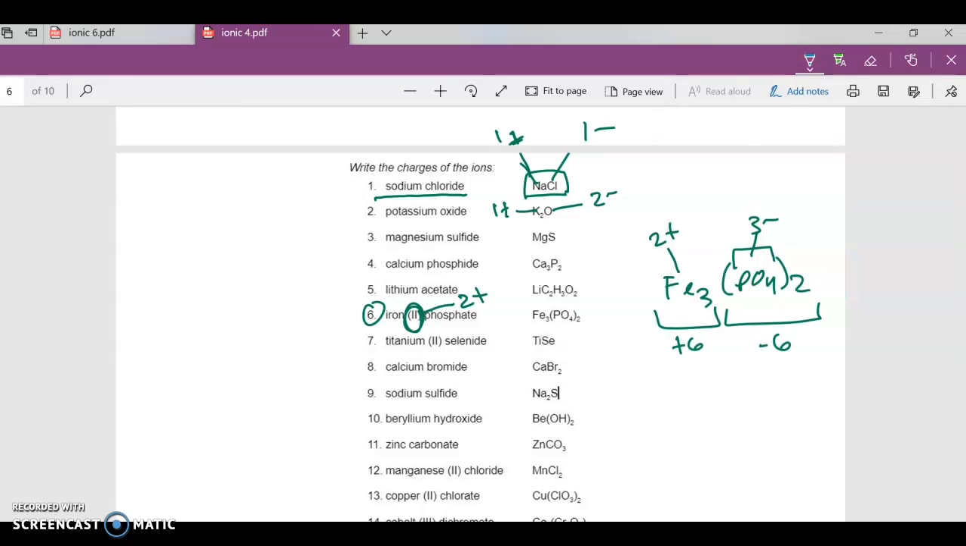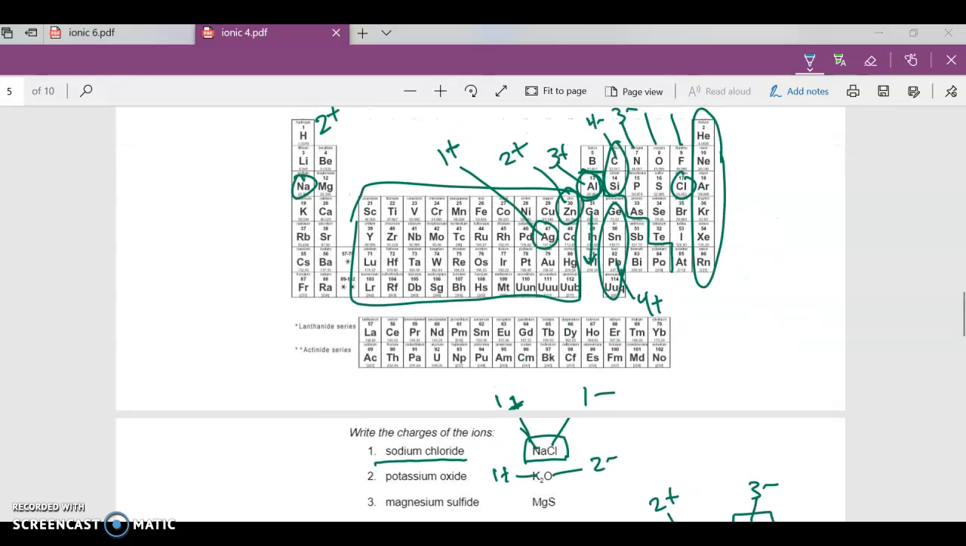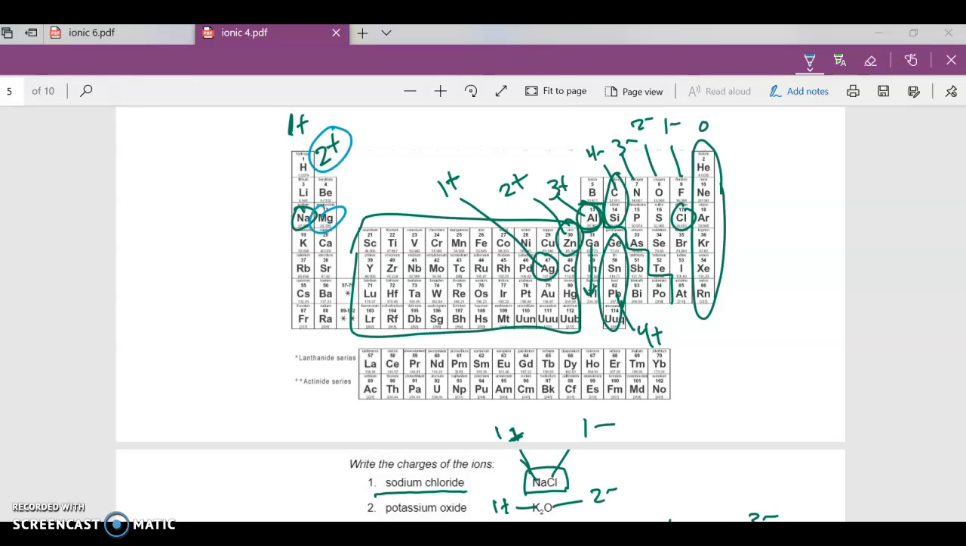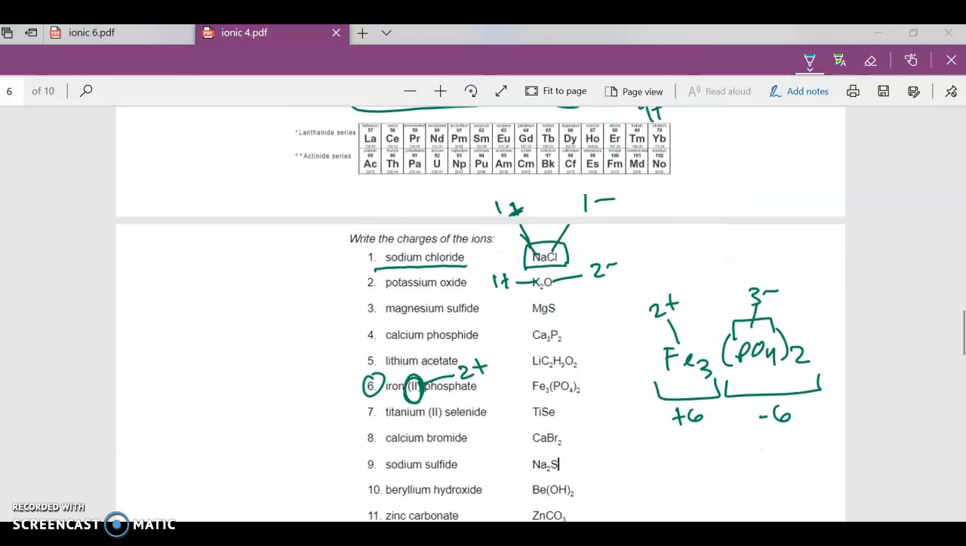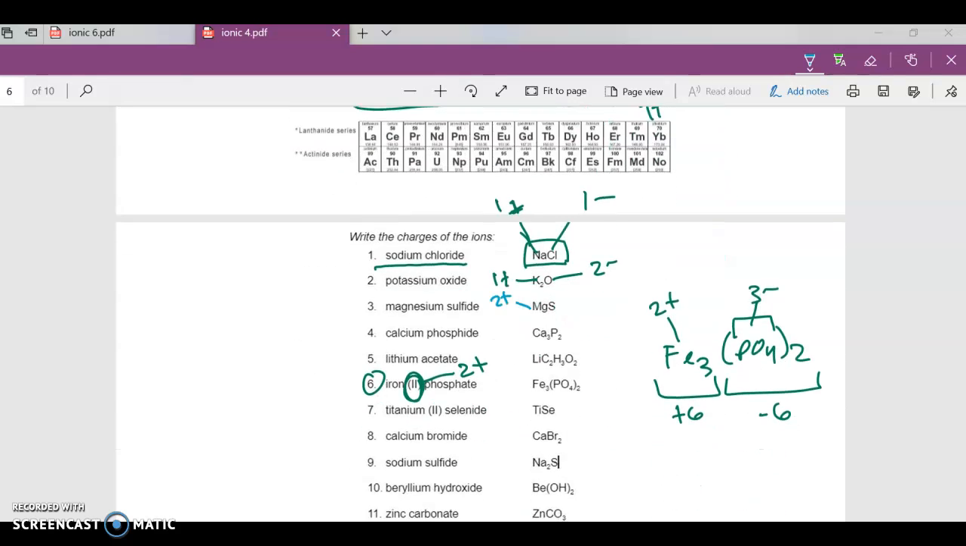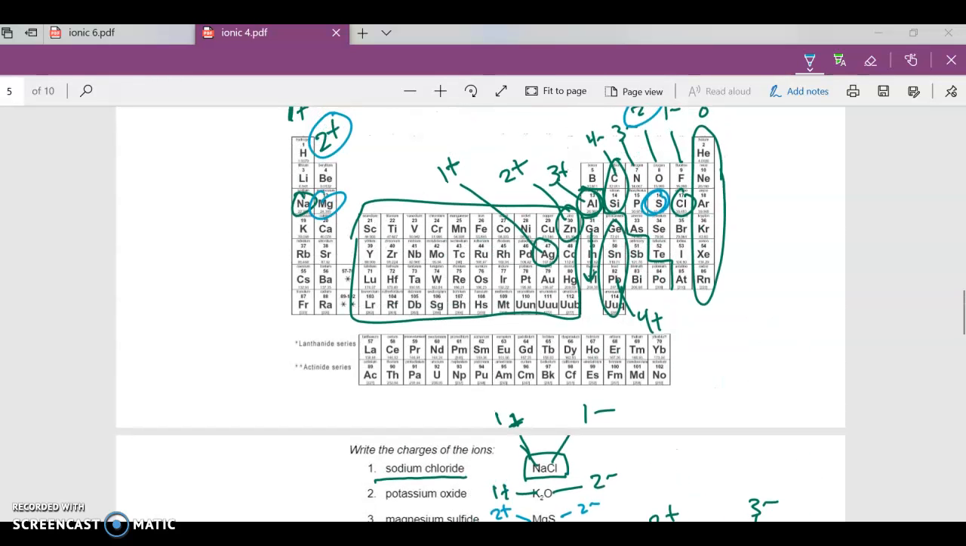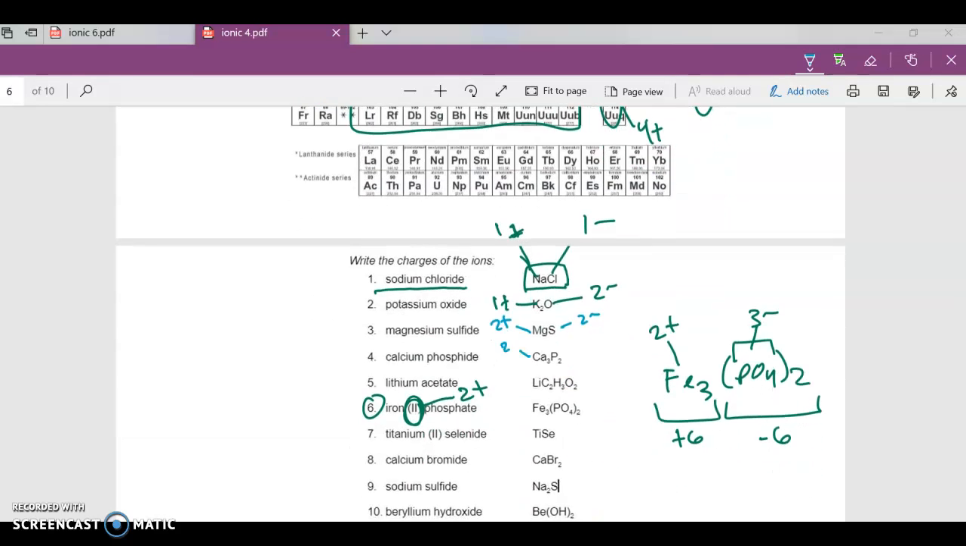That might be tricky. Here's magnesium. Here's sulfur. Magnesium is right here. He's a 2 plus. It's connected to a sulfur. Sulfur's right here. He's a 2 minus. 2 plus, 2 minus. Moving on to Ca3P2. Calcium is down here. He's also a 2 plus. Phosphorus is in a 3 minus land. 2 plus, 3 minus. That works out because there's 2 times a 3. That makes minus 6. 2 times a 3. That makes a plus 6.